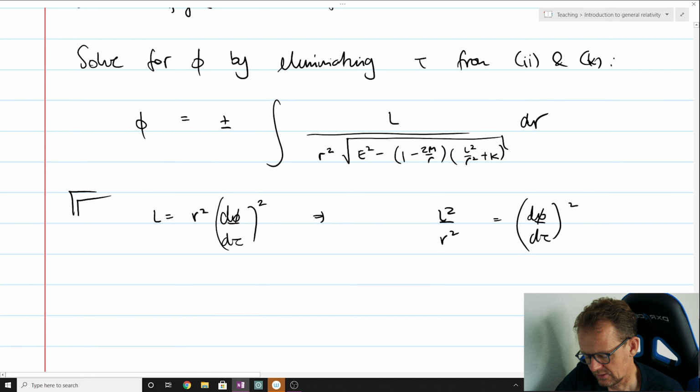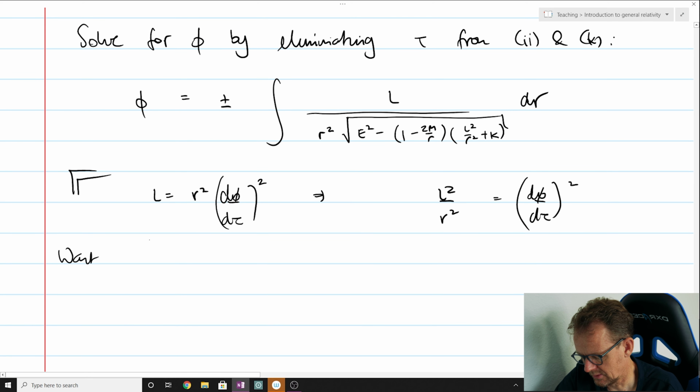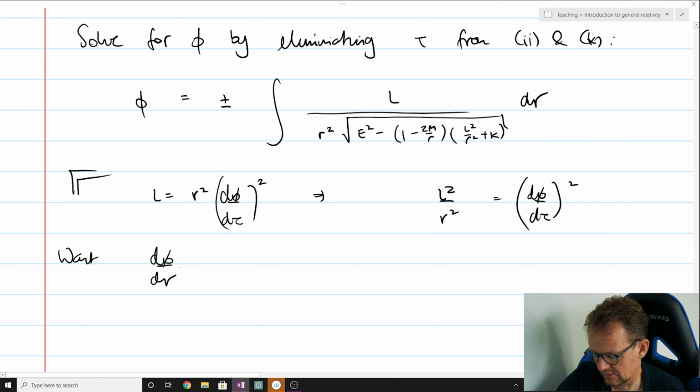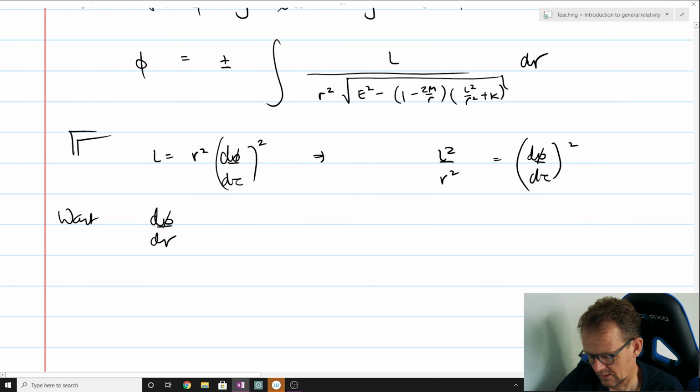And now we want something like d phi dr that we can then integrate. That's the objective. So we don't have that, right? If you look at equation 2, it gives us something with a proper time, and we need to eliminate the proper time. So one way to do that is you can just say that d phi dr equals d phi d tau times d tau dr.